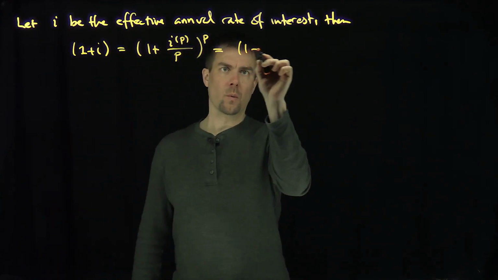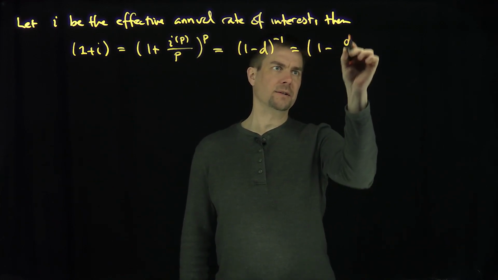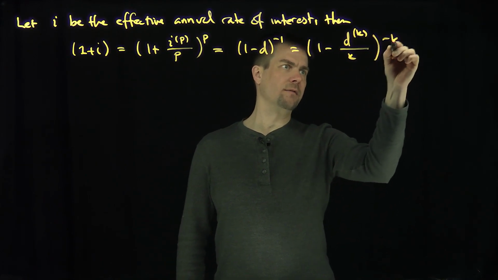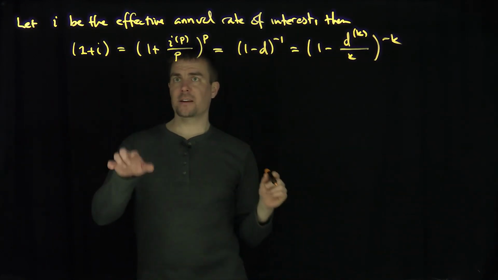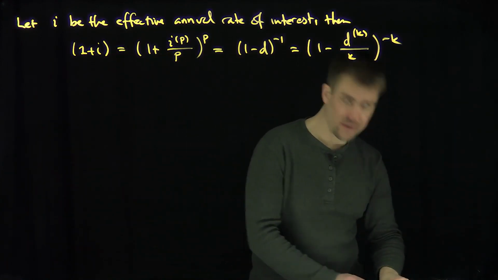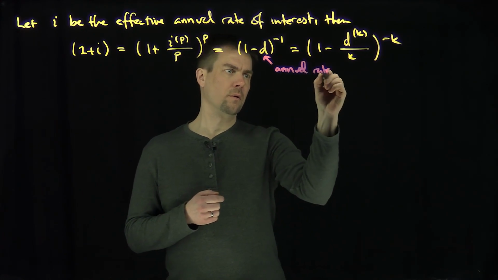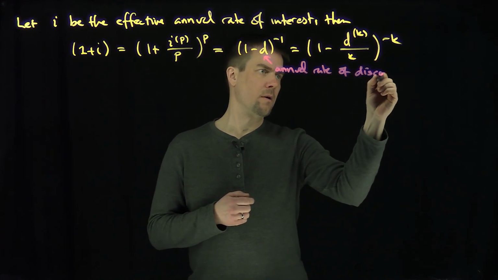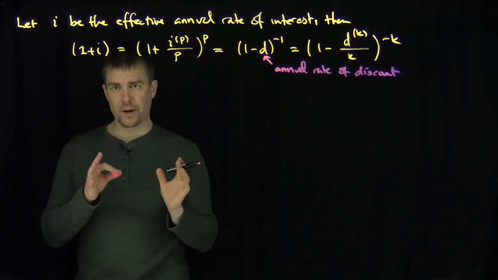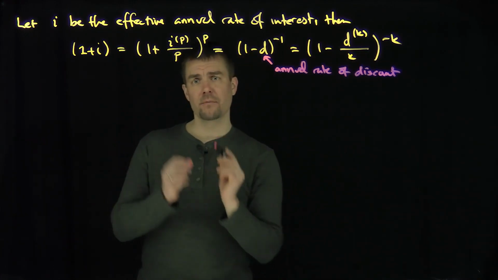And this is equal to (1 minus d) to the negative 1. And this is equal to (1 minus d^(k) over k) to the negative k. So we have this relationship that relates the effective annual interest i and the effective annual rate of discount d. And the d^(k) and the i^(p) are the nominal rates of discount and nominal rates of interest respectively. And this is true for any value of k and any value of p.